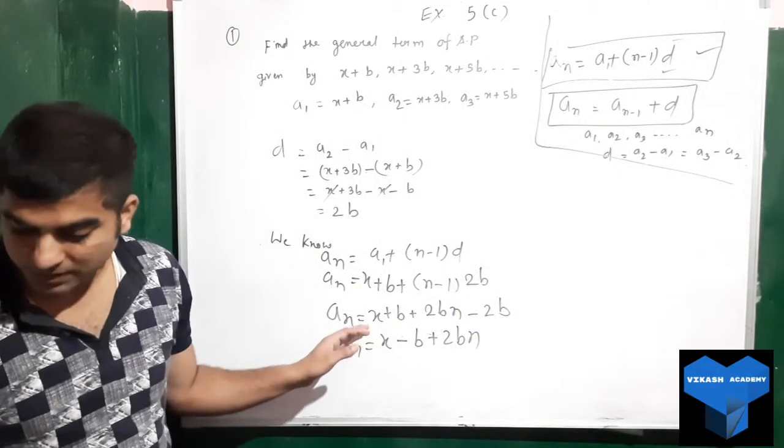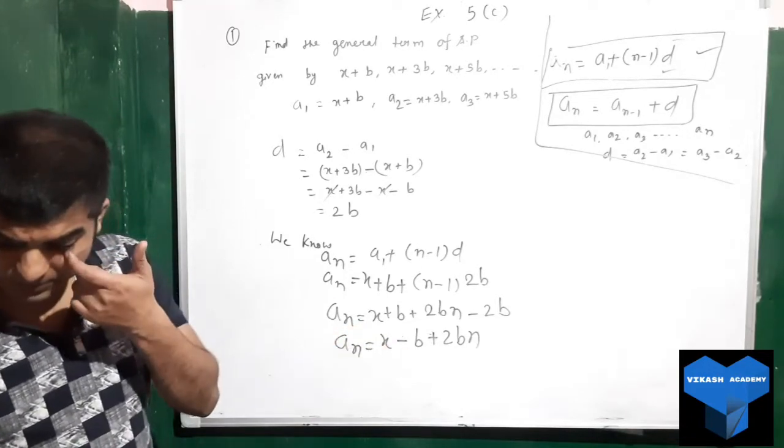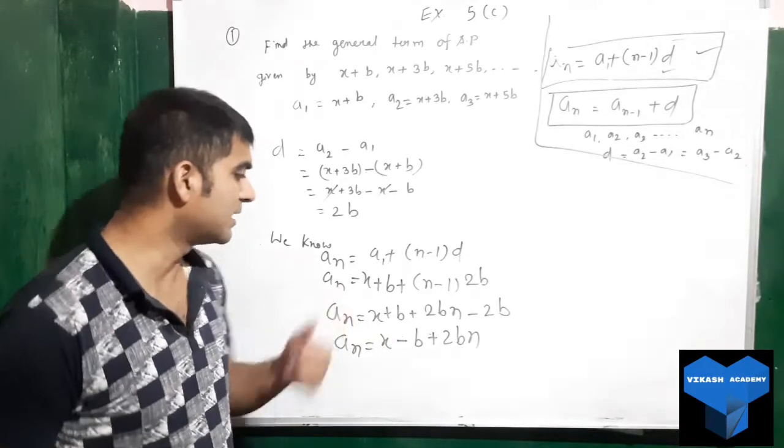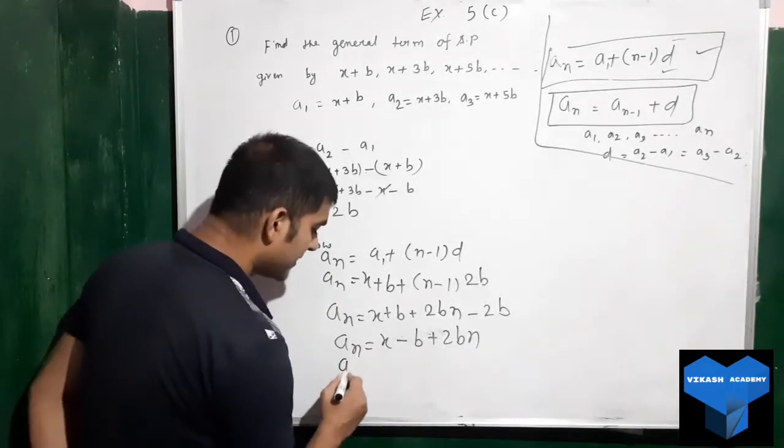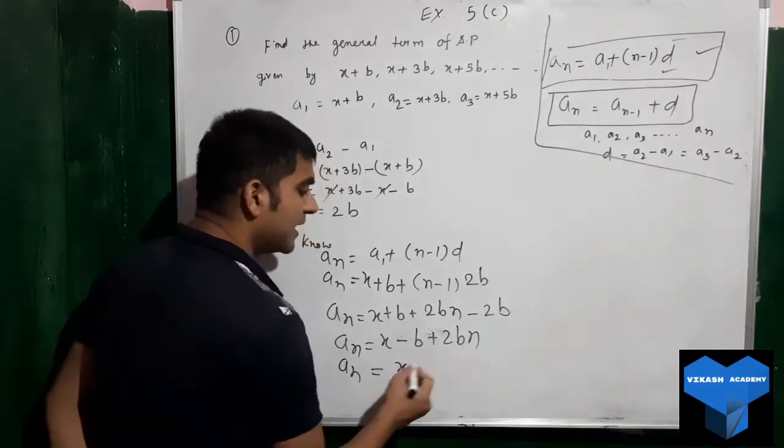For this question we have obtained x plus... Then we can also take common. Let us try to take common here and see. Before that I will try to arrange it. A minus sign I will take at last. So we will get x. You can write like this.